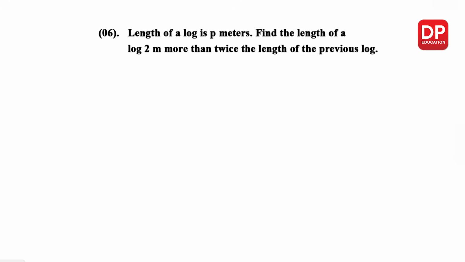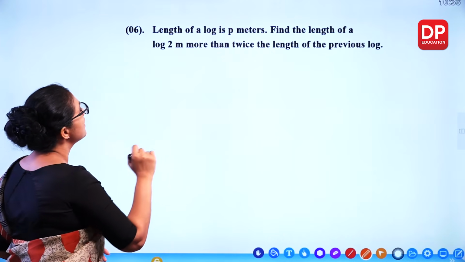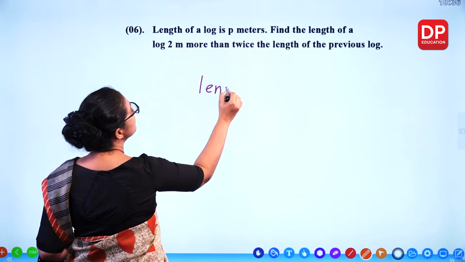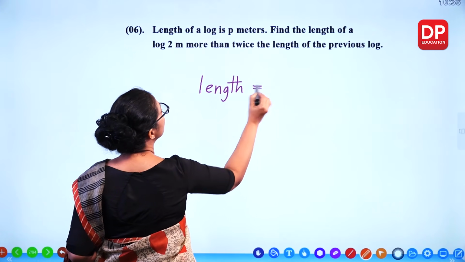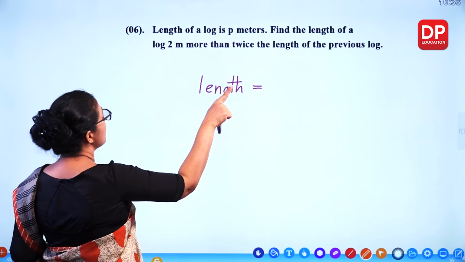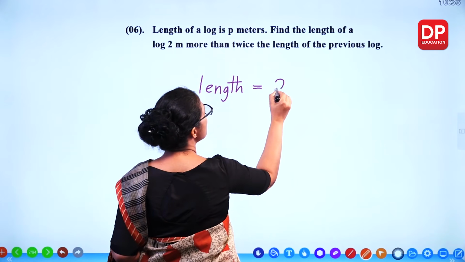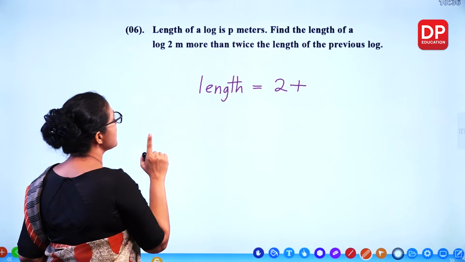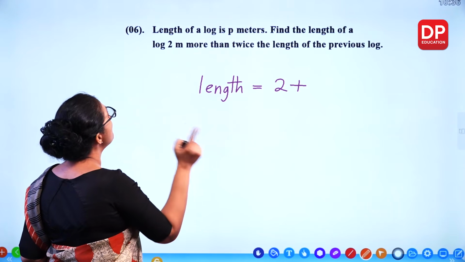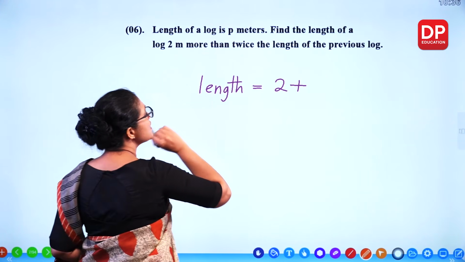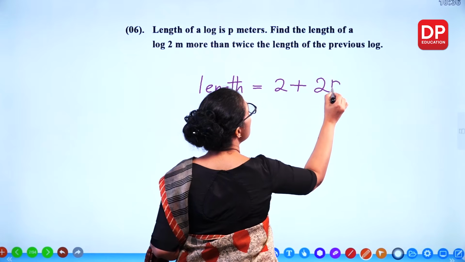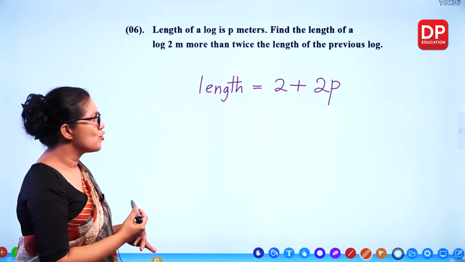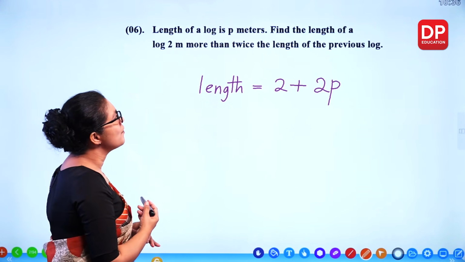Look at this question. The length of a log is p meters. Find the length of a log that is 2 meters more than twice the length of the previous log. What's the new length? 2 meters more means 2 plus twice the length of the previous log. The previous log is p. Twice the length of the previous log is 2p. So 2 plus 2p is the length of the new log.